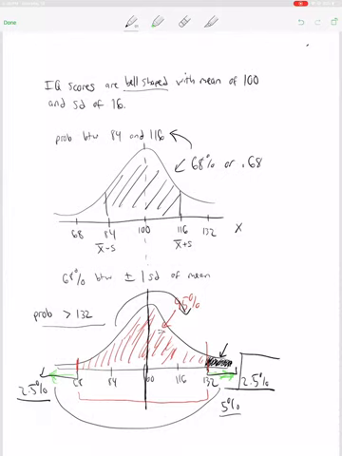So there is my answer. The probability that I see a random person with an IQ greater than 132 is 2.5%, or as a proportion, 0.025. I know that still might be a little confusing, but hopefully that helped.